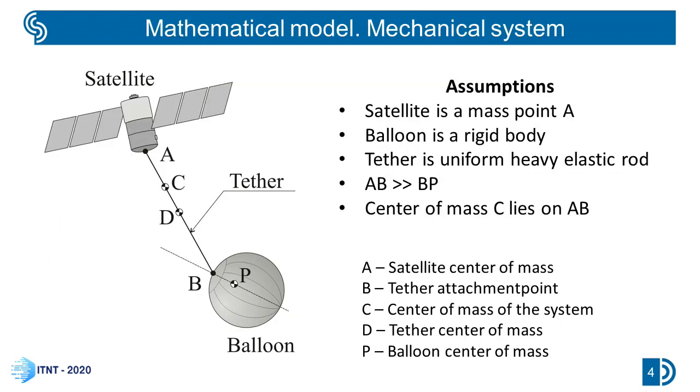The considered mechanical system consists of a satellite, a heavy elastic tether, and a balloon with a payload inside it. It is assumed that the satellite is a mass point and the balloon is a rigid body. The length of the tether is many times greater than the size of the balloon, so it can be approximately assumed that the system center of mass lies on the tether line. The figures show some points that will be used below.